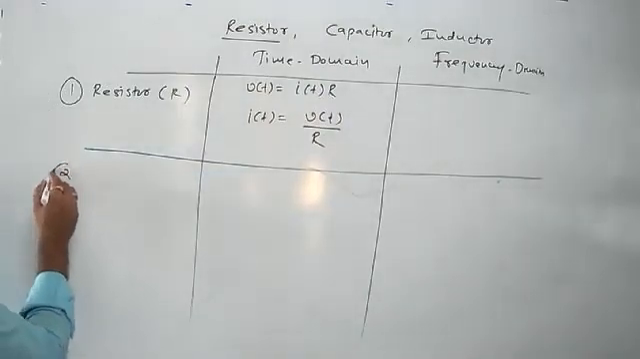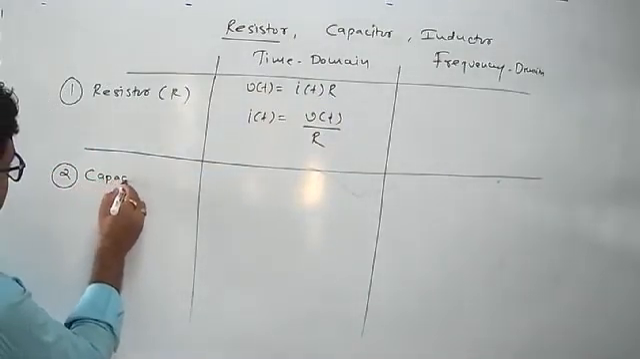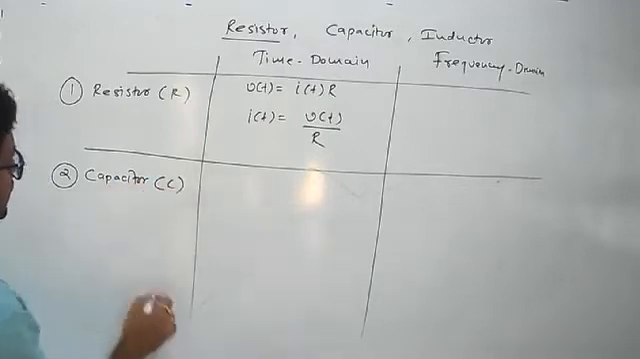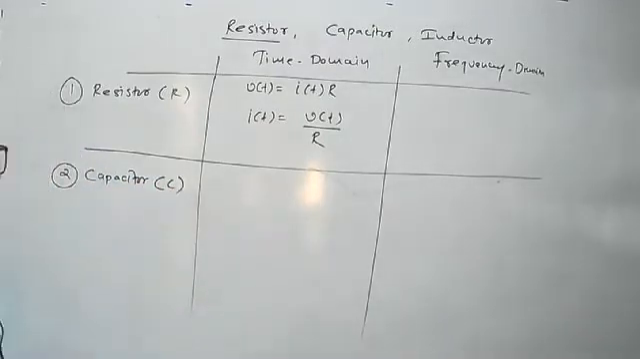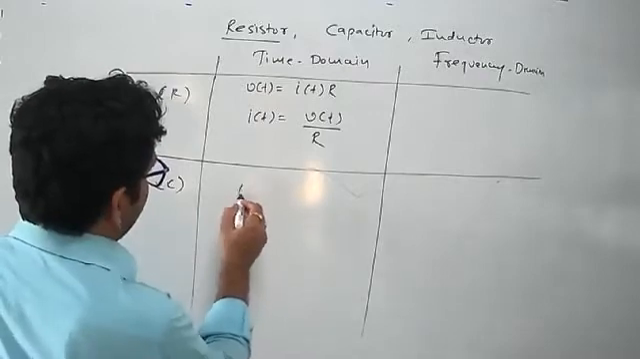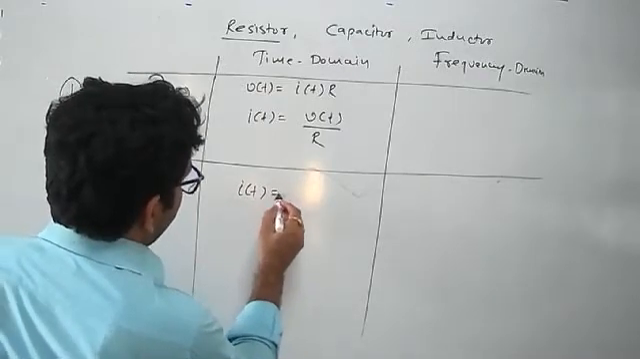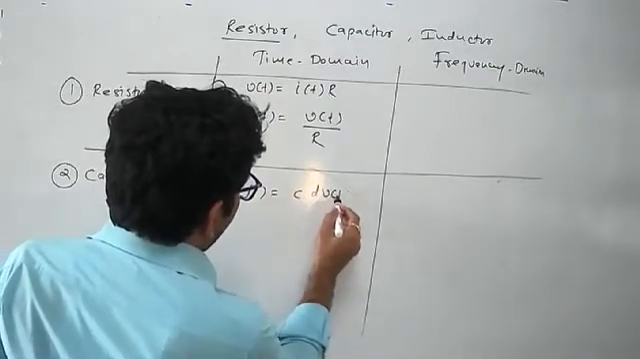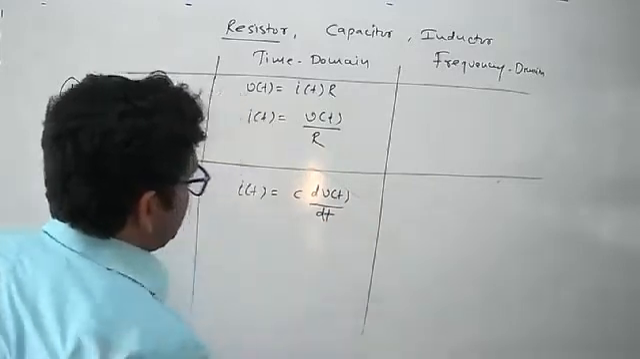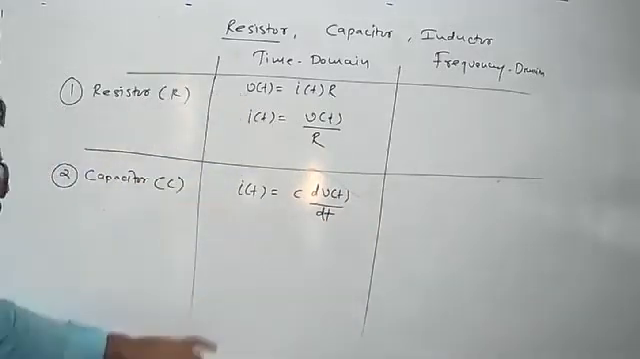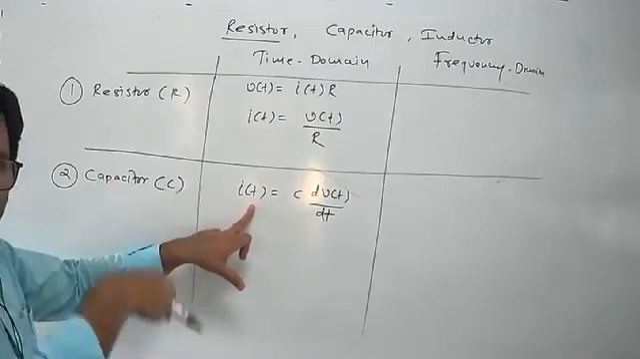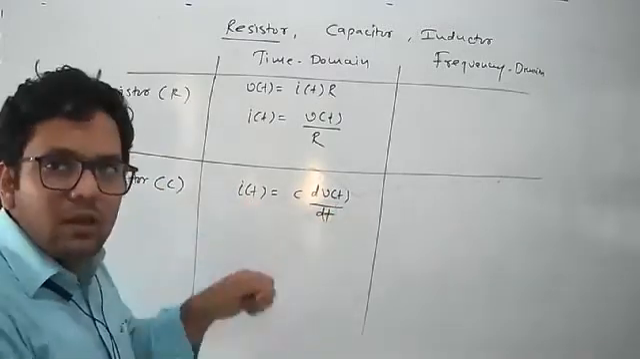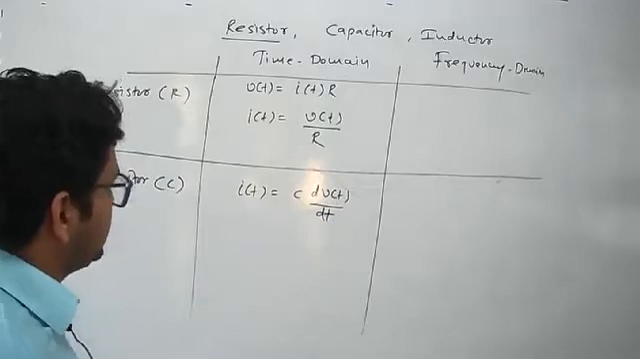In the same way, if you take capacitor indicated by symbol capital C, in case of capacitor we can write current I of t is nothing but C dV of t by dt. I equals C dV by dt, where I of t is the value of current flowing through the capacitor and V of t is the voltage across the capacitor.